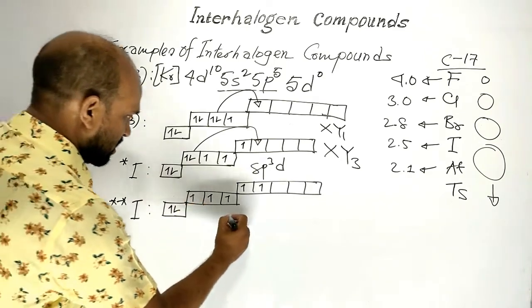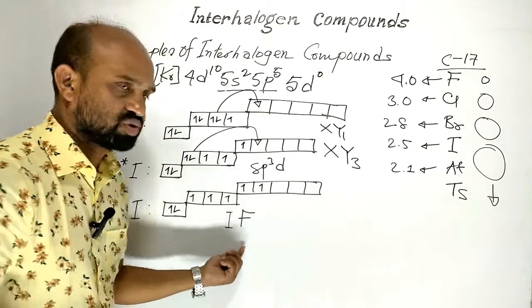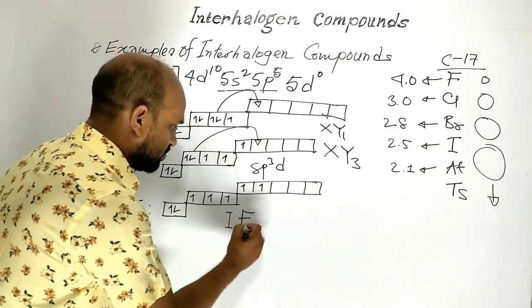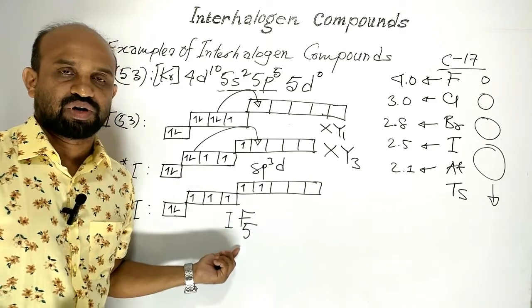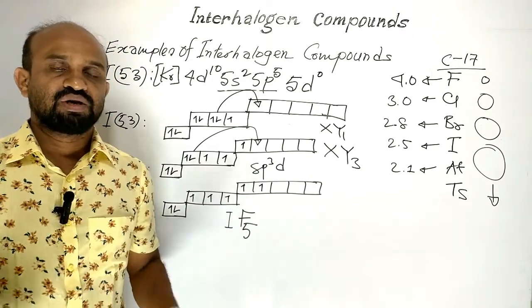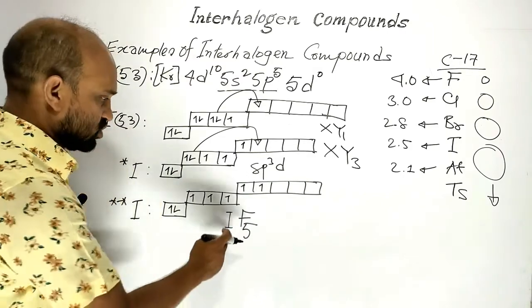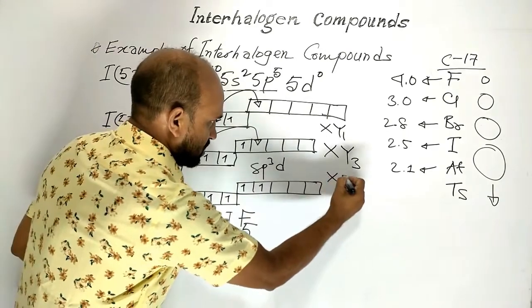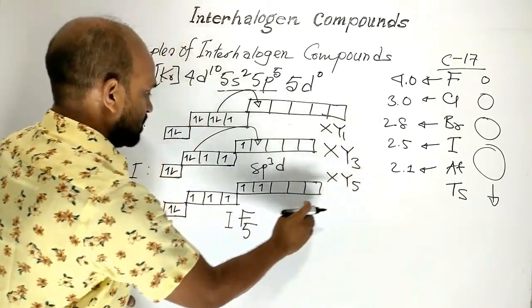With these 5 unpaired electrons, iodine forms 5 bonds with 5 fluorine atoms. That means iodine pentafluoride is formed. So in this way, here 5 will come: 1, 3, 5.